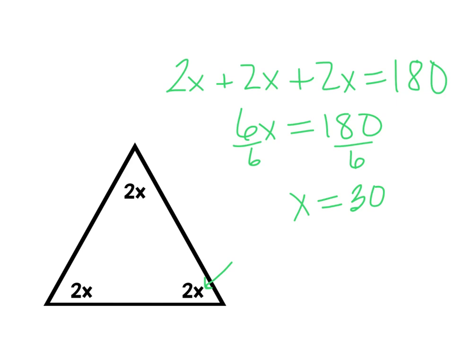So thinking about that a little bit further, 2 times 30 would be 60, and 60 for all 3 angles would get us back to that 180. So that would be an algebraic way of solving number 2.